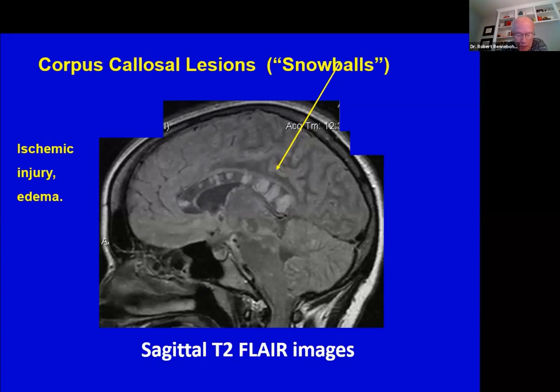The characteristic MRI finding is one or more snowball lesions in the central portion of the corpus callosum, which are best seen on sagittal T2 FLAIR images. These snowball lesions are due to ischemic injury that has caused edema, if not frank infarction, of the callosal tissue in these locations.